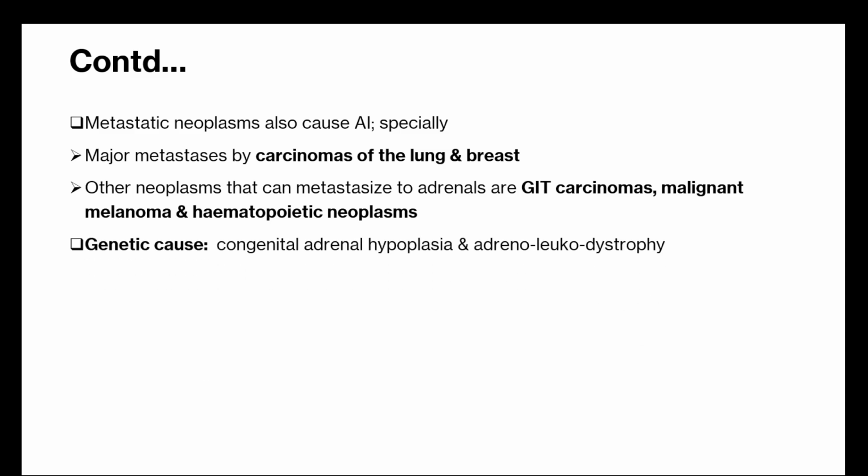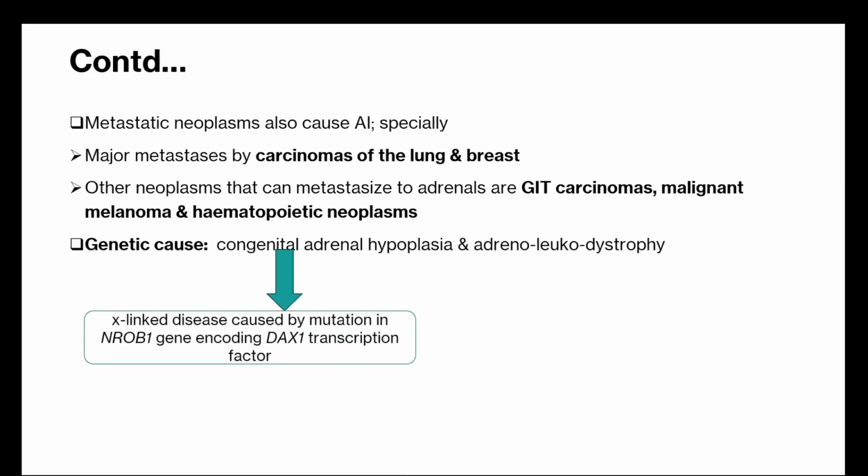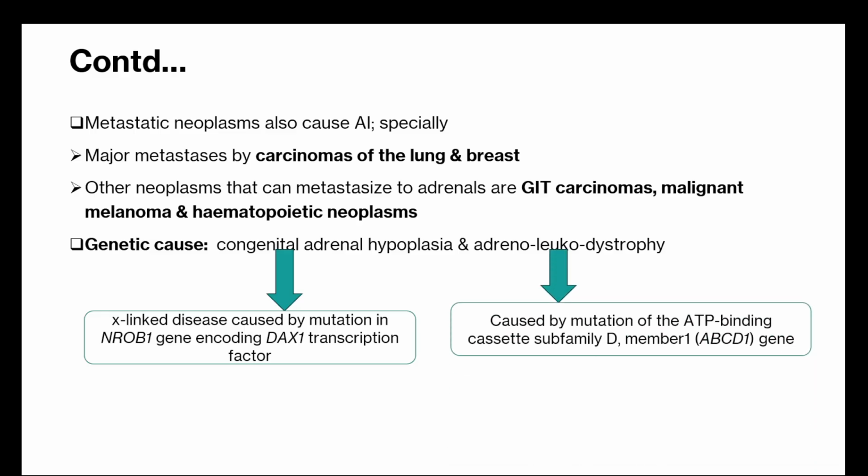And the genetic causes of Addison disease could be congenital adrenal hypoplasia and adrenoleukodystrophy. Congenital adrenal hypoplasia results from mutation in the NR0B1 gene that encodes the DAX1 transcription factor, and adrenoleukodystrophy is caused by mutation of the ATP binding cassette subfamily D member 1.